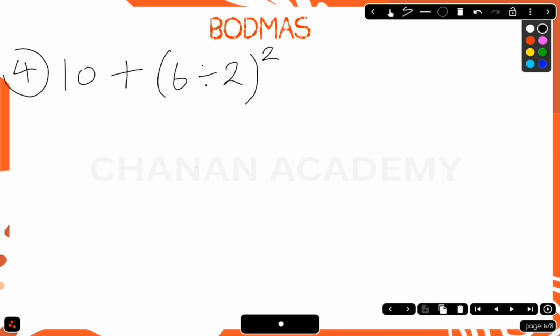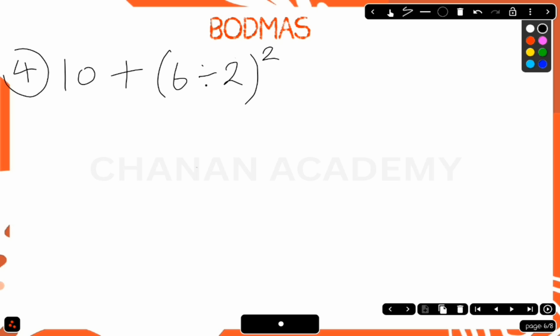The next one we'll be solving is 10 plus open bracket 6 divided by 2 close bracket, all raised to power 2. Remember, BODMAS says bracket first, then the order, then division, multiplication, and addition, subtraction. So we'll deal with the brackets.